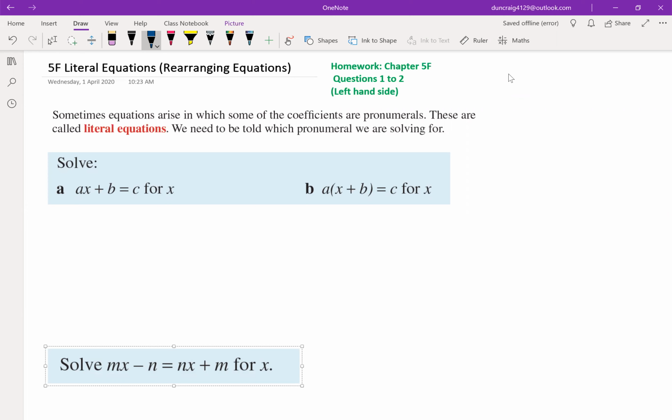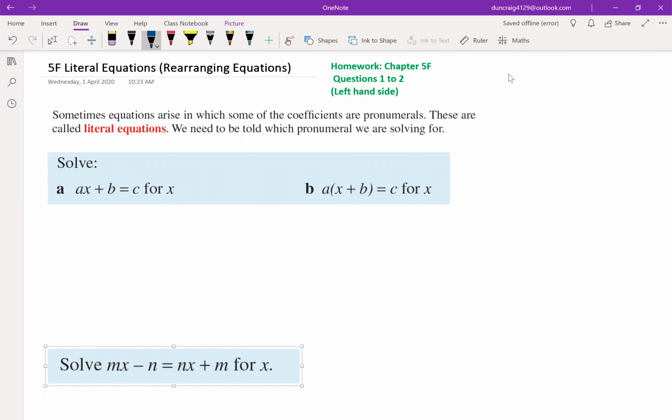Today we're looking at literal equations, or rearranging equations. Basically, we've got an equation, and typically there are numbers in there, and you can figure out what the answer is. In these ones, we're replacing all the numbers with variables, and we're just essentially solving it like we normally do. However, we're not getting a numerical answer. We're going to get an answer in terms of coefficients.